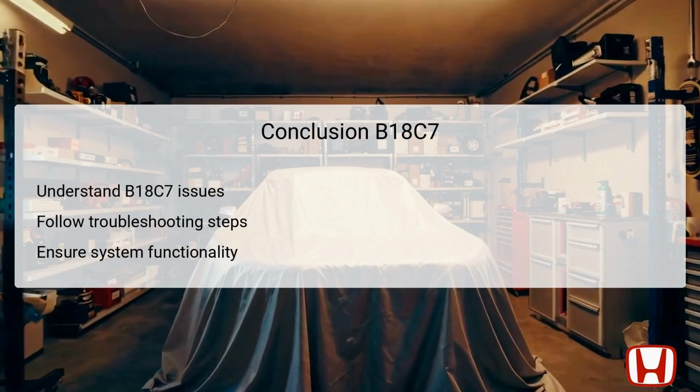In summary, understanding and addressing DTC B18C7 is vital for maintaining the functionality of the blind spot information system in the Honda Accord 2023 and beyond. By following the outlined troubleshooting steps, technicians can effectively pinpoint the cause of the issue, whether it be related to wiring, the alert indicator, or the radar unit itself.